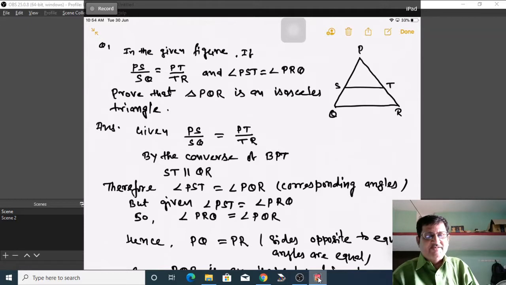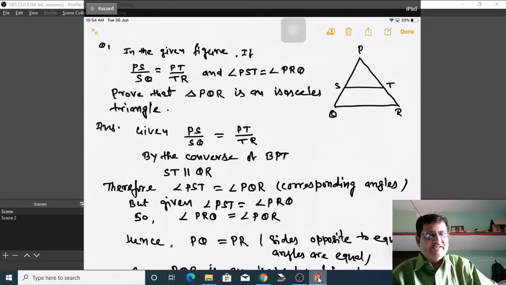Good morning, students. In previous classes, you have learned how to prove the BPT theorem and its converse. Today, I am going to discuss some problems based on BPT or Thales theorem and its converse. Some important questions from the NCERT book are given at the end of the lesson. You will try to solve them.